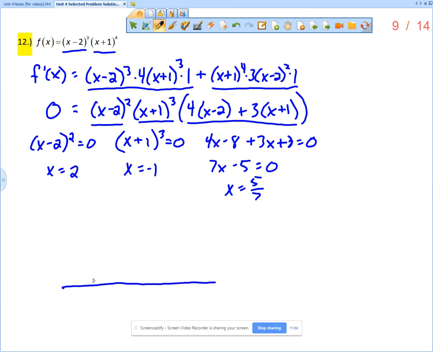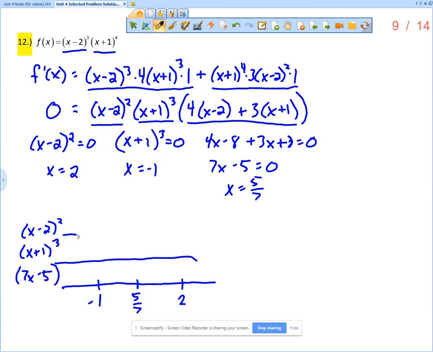Now I want to do my sign analysis. I'm going to put my three numbers in the correct order on my number line: negative 1, of course, 5/7, and then 2. On the side, I'm going to put (x minus 2) squared. Don't forget about the square. (x plus 1) cubed. Don't forget about the cube. And then I'm going to write this one as 7x minus 5. Now I have 3 rows. Top row, I'm going to put a 0 above 2. Middle row, a 0 above negative 1. And bottom row, a 0 above 5/7.